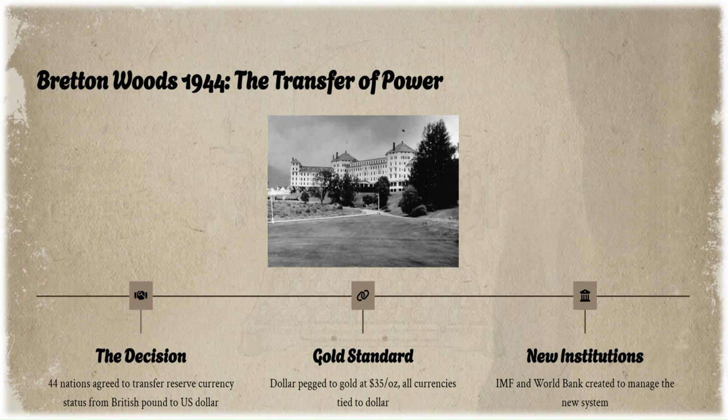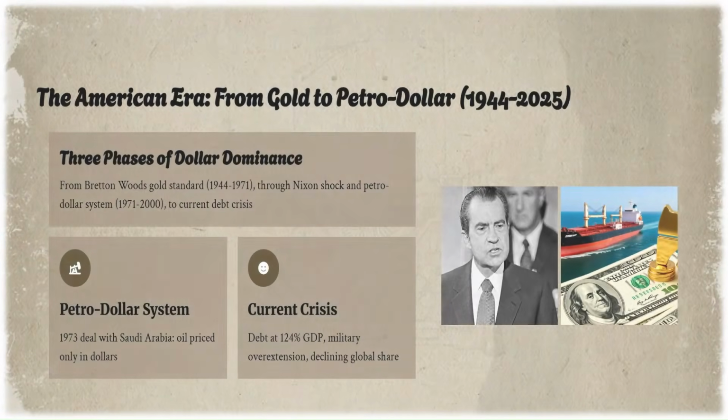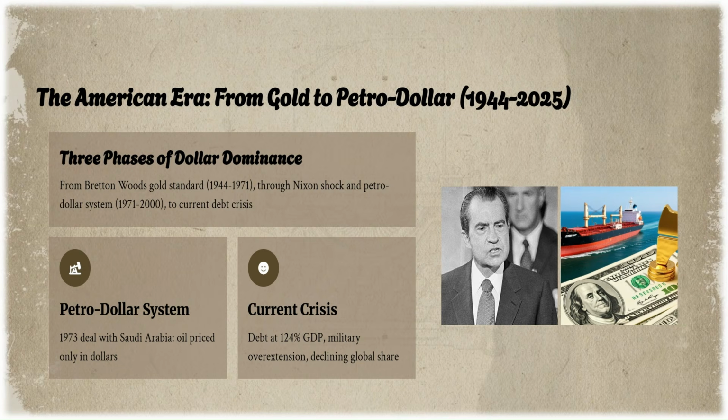For the next quarter century, the US dollar reigned supreme until 1971. It was in this year that US President Richard Nixon suspended the dollar's convertibility into gold. The gold standard was abandoned by the US government, but the dollar continued. It didn't collapse. Instead, it found a new basis, and that was oil.